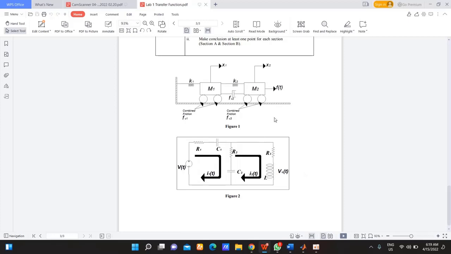For Figure 1, V1 and V2 represent the coefficients of friction, M1 and M2 represent the masses, while K1 and K2 represent the spring constants. For Figure 2, in this electrical network, we use mesh analysis to solve for the transfer function. We use this one as loop 1 and this one as loop 2 to find the transfer function for this electrical network.